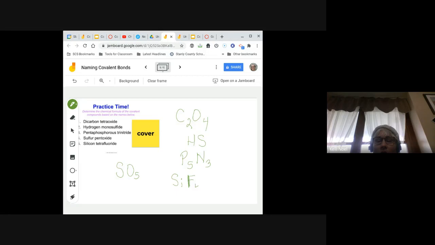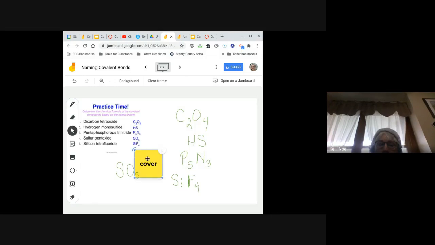And so we'll move the cover and make sure I did those right. And it looks like I did. So it's pretty simple for what we're doing.